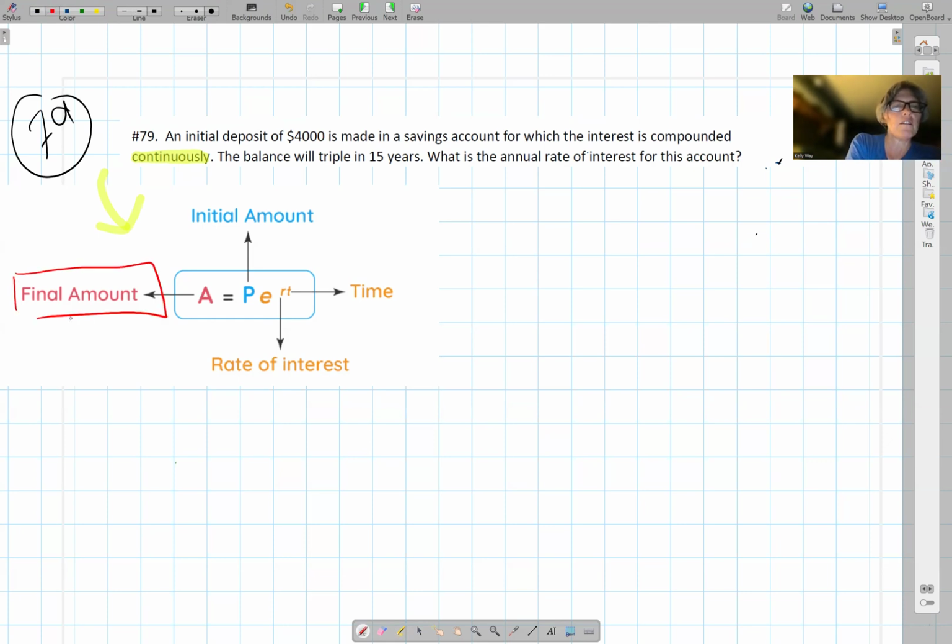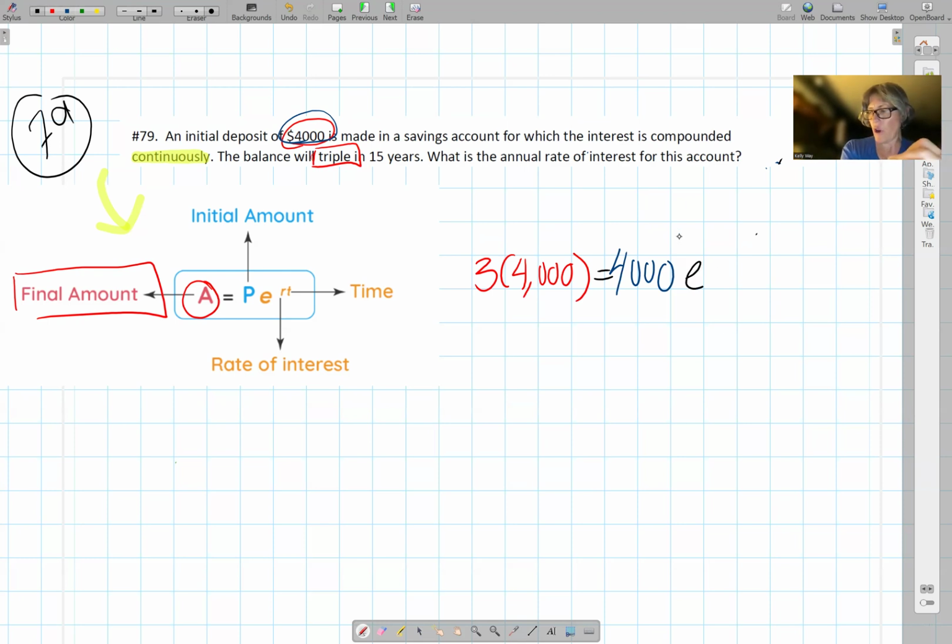It says our final amount, which is A, is going to be triple of the original. So our original is $4,000. So 3 times $4,000. And then our original principal is the $4,000. That's what we start with. And we have e, and our rate is what we do not know, the annual interest rate. So that's r. But we do have a time factor, and our time factor is 15 years.